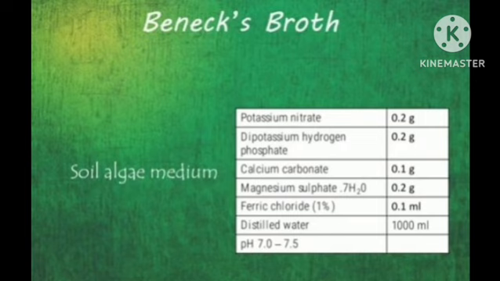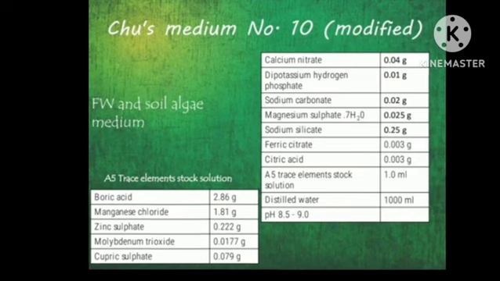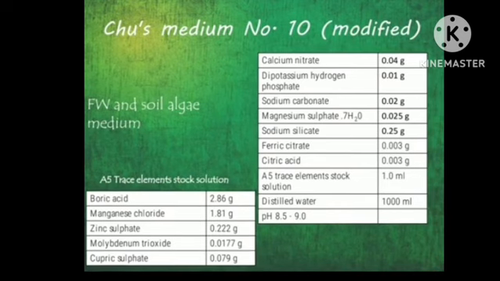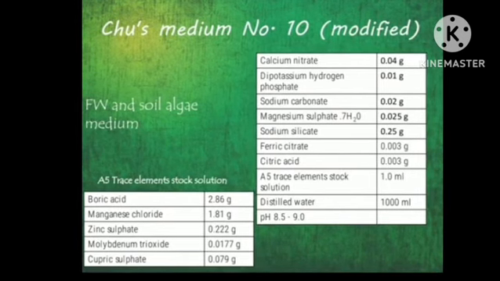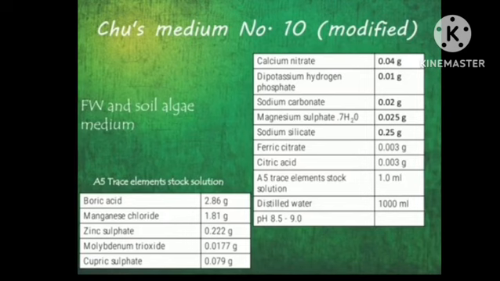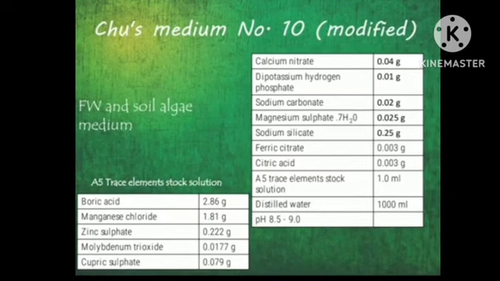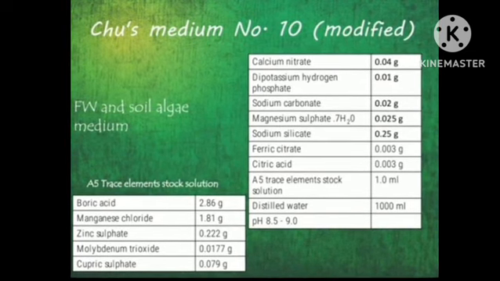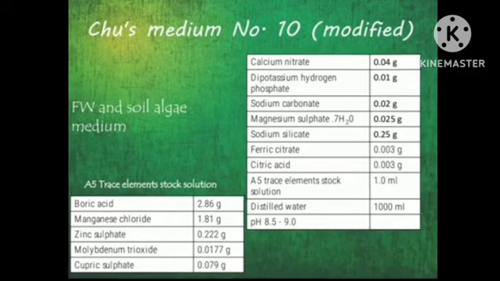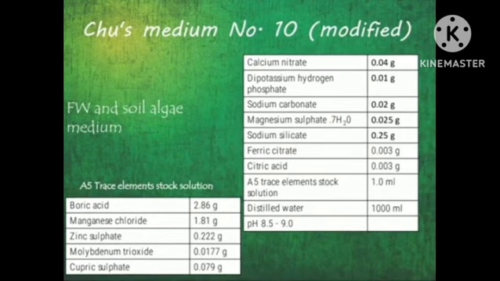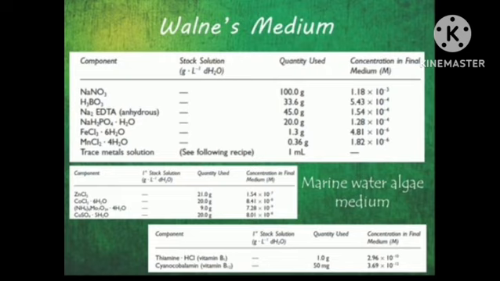Next, Chu medium. This is the blue-green algae medium, with pH ranges 8.5 to 9.0. What are the trace elements? Stock solutions are very important and are prepared. It is a very diluted medium compared to BBM, with much lower concentrations. Good for freshwater phytoplankton, pH 8.5 to 9.0. And the comparison of the media: Bold's Basal Medium, Bristol's broth, and Chu number 10.